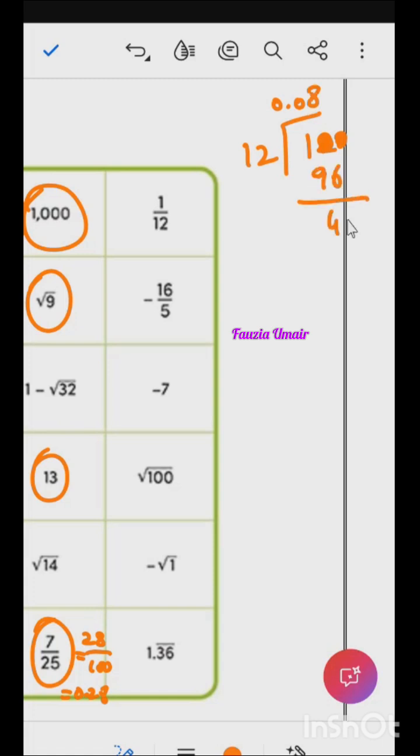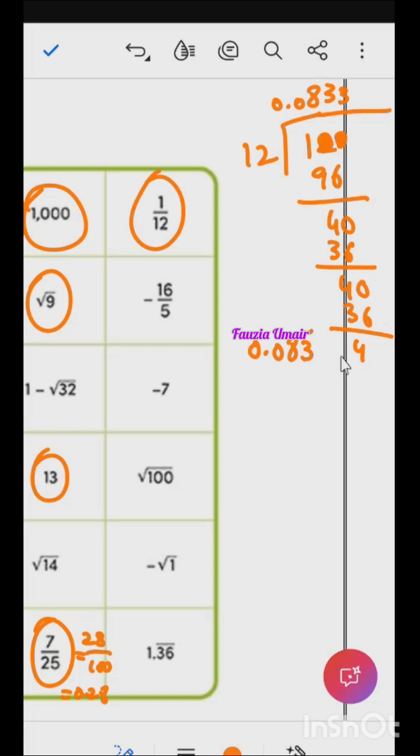4 is the remainder, now 40. So now 12 threes are 36, again 4. 4 coming again. So the remainder 4 will keep coming. So this is basically our recurring decimal 0.08 and then 3 with the bar. So this is a recurring decimal. That's why this is rational, because 3 is now repeating itself. I told you earlier also that there are some recurring decimals where the repetition starts after some decimals. Okay, here the repetition is on the third decimal.